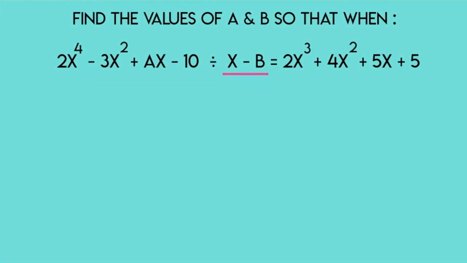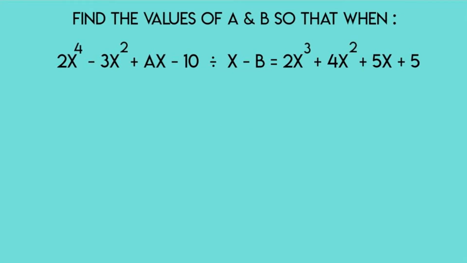For our difficult problem, find the values of a and b so that when 2x raised to 4 minus 3x raised to 2 plus ax minus 10 is divided by x minus b, the result is 2x raised to 3 plus 4x raised to 2 plus 5x plus 5. Solve for x in your divisor, so that will be x equals b.